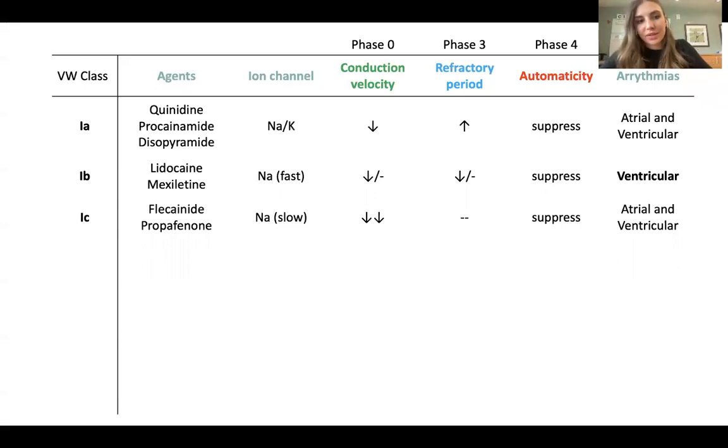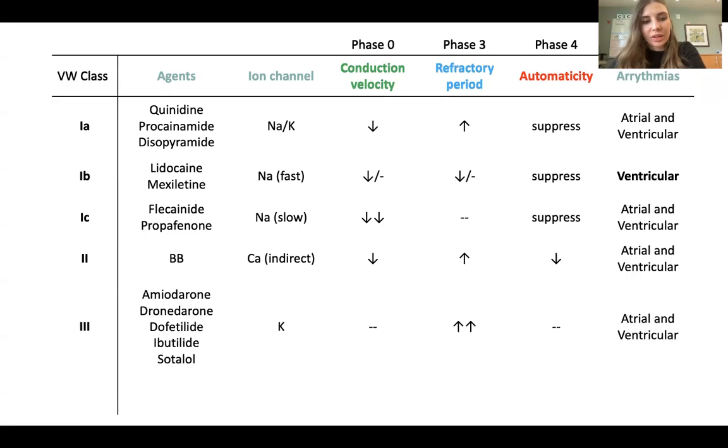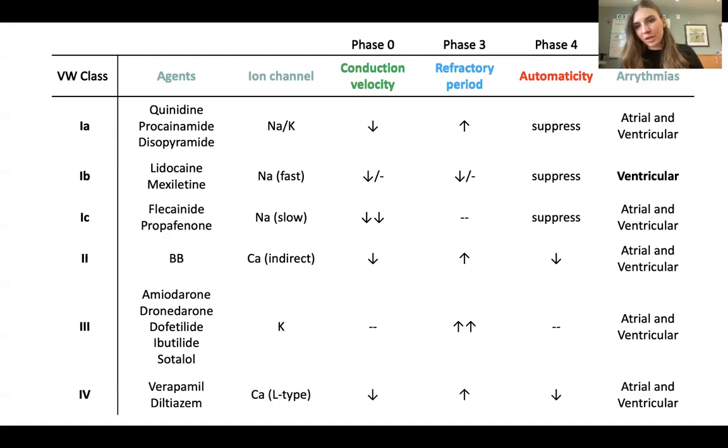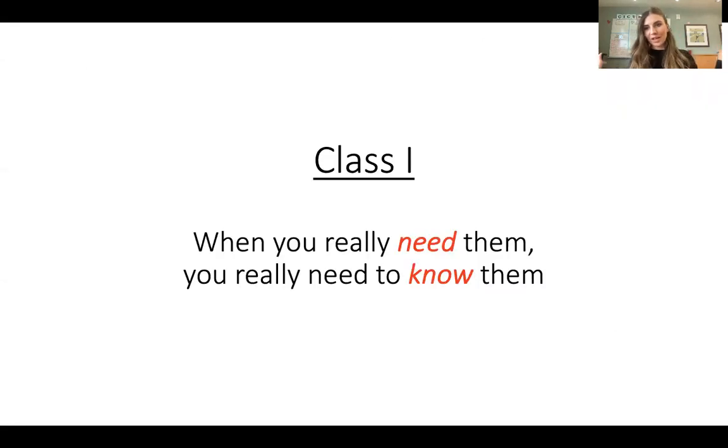Class 2 is our beta blockers, and really how they work is indirectly blocking calcium. They're going to decrease conduction velocity, extend the refractory period in our AV node, and, as a primary mechanism, decrease automaticity. Class 3s, this is a really broad class. Think about these as just being pure potassium channel blockers. So what they're really doing is extending out that refractory period. And class 4s are non-DHP calcium channel blockers. These, of course, are going to be blocking calcium directly, and they're going to have the same outcomes that beta blockers do.